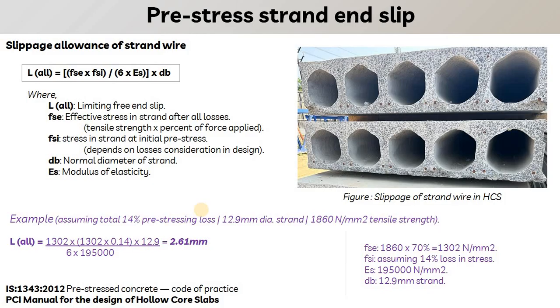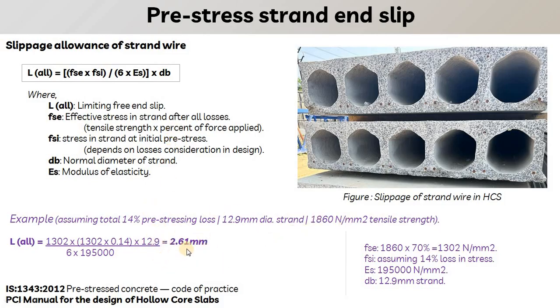So this is the formula by which the slippage allowance can be calculated. Let us say we have an example in which we consider a 14% pre-stressing loss. We are using a 12.7 mm diameter strand, which has a tensile capacity of 1860 Newton per mm square. This is the formula as per IS 1343 2012, the pre-stressed concrete code, and by using this formula you can just put in all the required data.